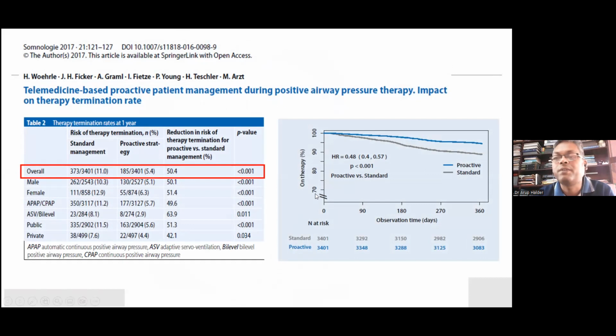And this is one study which has shown how this telemedicine-based approach, where we can have the cloud-based data, you can have access anywhere from the world, from the patient's machine, and you can contact the patient based on this data. This proactive management actually can increase the CPAP compliance in OSA patients.